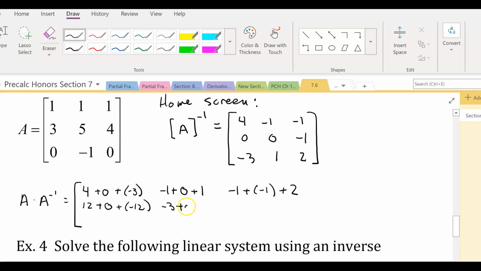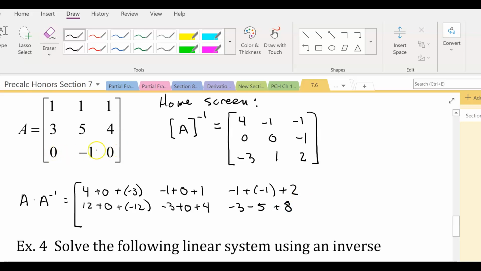5 times 0 is 0. 4 times 1 is 4. And then the last entry in this row, 3 times negative 1 is negative 3. 5 times negative 1 is minus 5. And then 4 times 2 is 8.